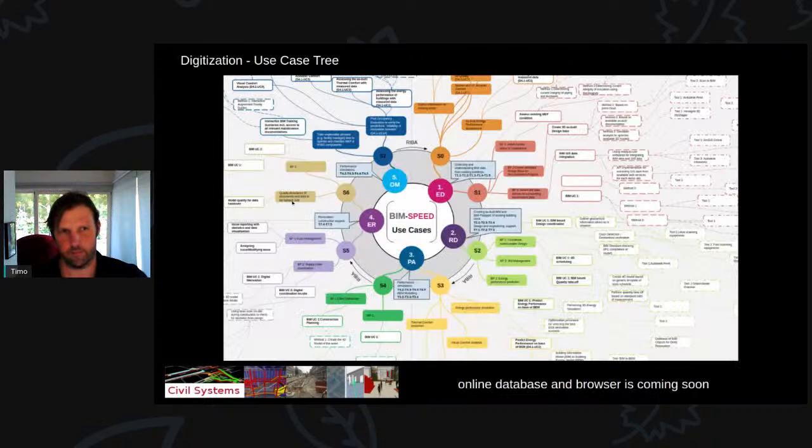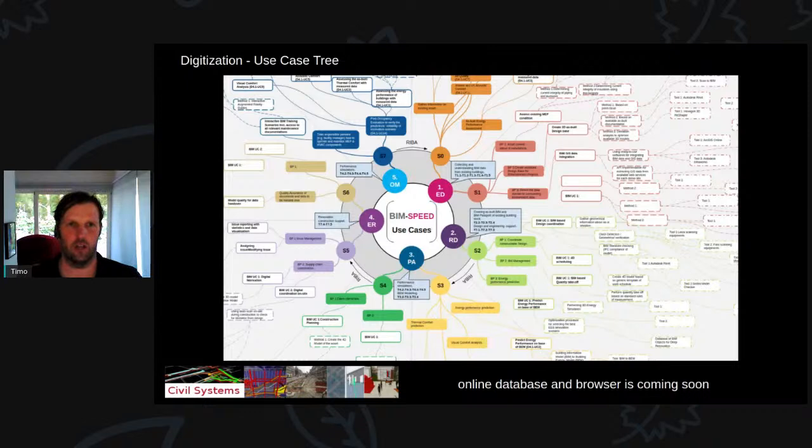So what we have by now, and this is something from BIM Spreed, like for each of these, we mapped it also with other stages. So you see 1, 2, 3, 4, 5 stages, and then other stages. So these are other process models that other people suggested in the end. But this is just a small screenshot of a much bigger, what we call our use case tree.